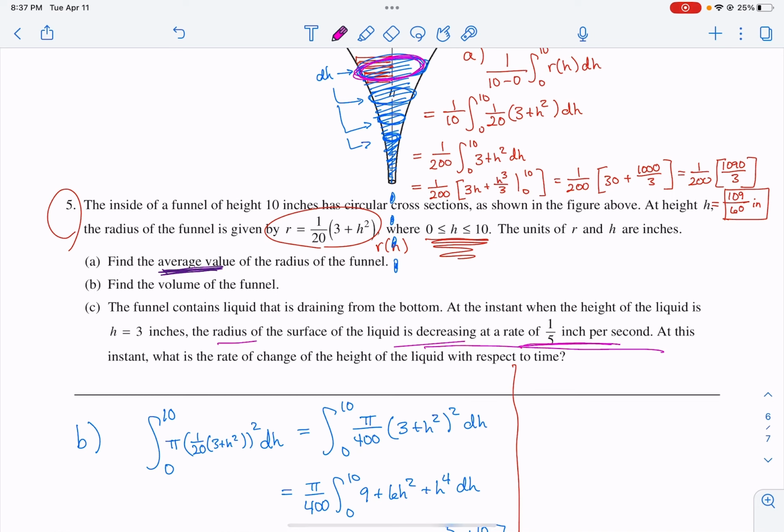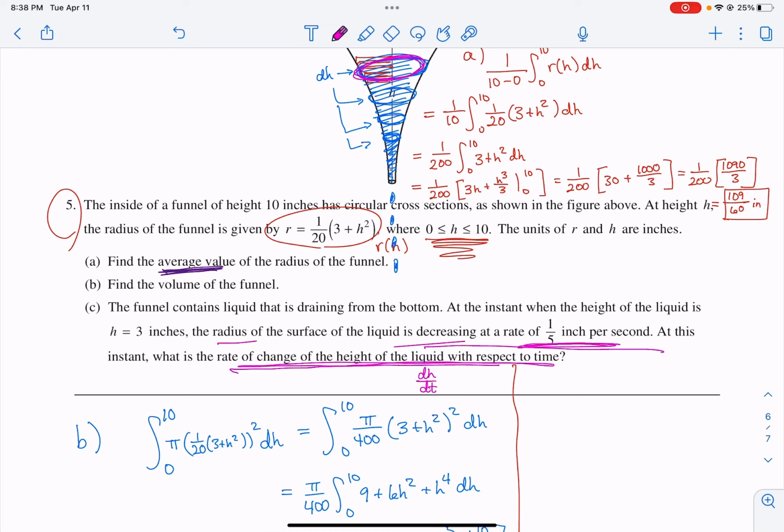So this rate of change, because it's a real-world problem, they have to give you the number as a positive number. But if a radius is decreasing, the rate of change is negative. So keep that in mind. At this instant, what is the rate of change of the height with respect to time? How would we actually write that? We would write that as dh over dt, change in height over change in time. That's what we want to find.